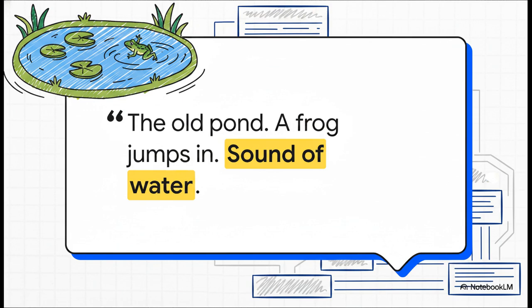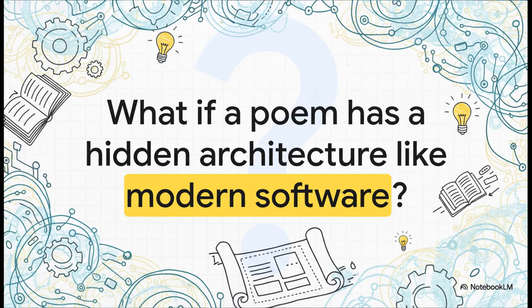But just like a really elegant piece of code, that simplicity is incredibly deceiving. There's a lot going on under the surface. And that's the big question, isn't it? What if this little poem actually has a hidden architecture? What if we could draw up a blueprint for it, just like we would for a piece of software? And what if that blueprint could teach us something fundamental about how we create anything?